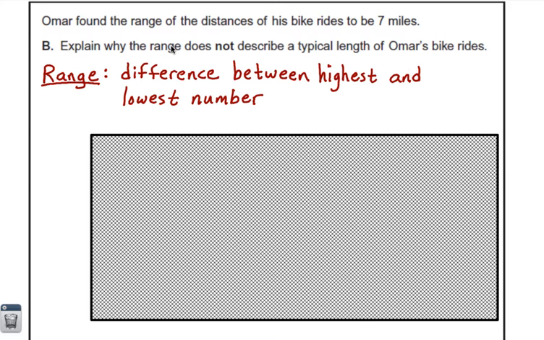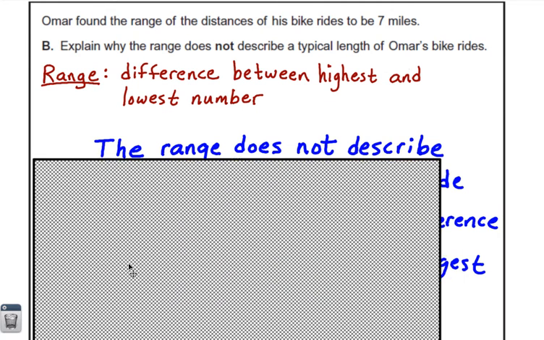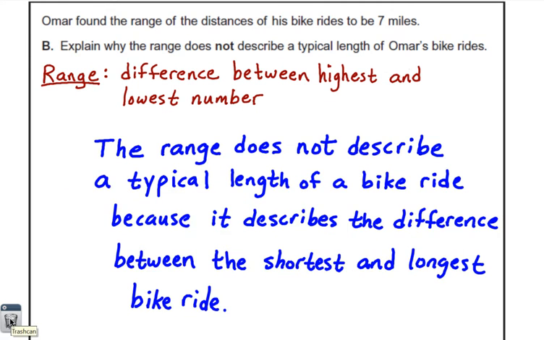Maybe they think you want to think of like the average or the mean, because the average or the mean, that's what represents a typical length of Omar's bike rides or any typical value in a data set. So again, I don't want to drag this out too long, because this explanation is not, I don't know what to say. It's like you actually do just, I guess, end up defining the range and saying something along the lines of, well, the range does not describe a typical length of a bike ride because it means this. Like, this is what it actually means.